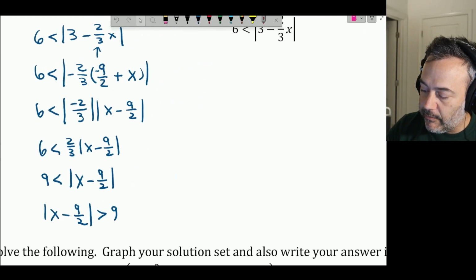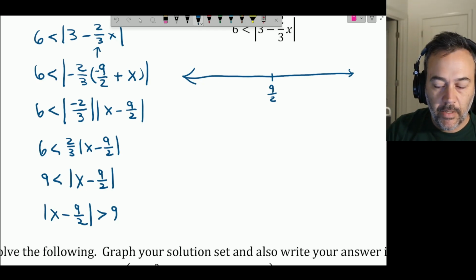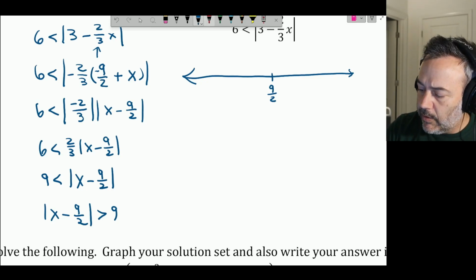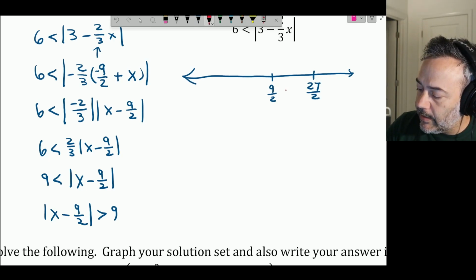And we learned how to graph this graphically. When you have x minus a number is greater than a number, what we have is our center is at 9/2, and we need to add and subtract 9 to that. Now I did that on the side. I'm not going to go into doing all the fractions. You can figure that out. On the top side, it's 27/2. So what I did here was I added 9.